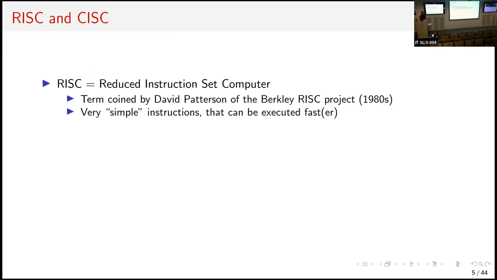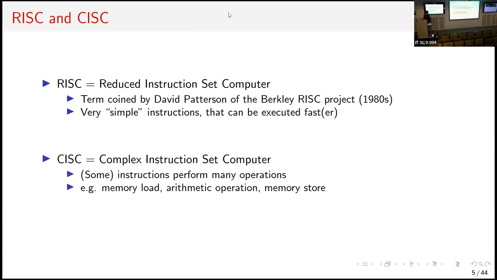RISC is an acronym for Reduced Instruction Set Computer, a term coined by Professor David Patterson from the Berkeley RISC project in the 1980s. The idea is that there are only very simple instructions, for some definition of simple, that can be executed faster because they can be pipelined. As opposed to that, there is the complex instruction set architecture, which was the predominant way of designing instruction sets at that time. You had very complex instructions that did many operations at once, for example a memory load, an arithmetic operation, then a memory store of the result.